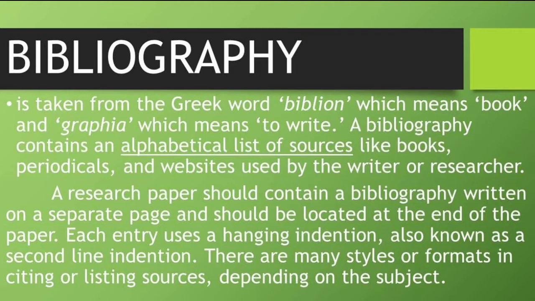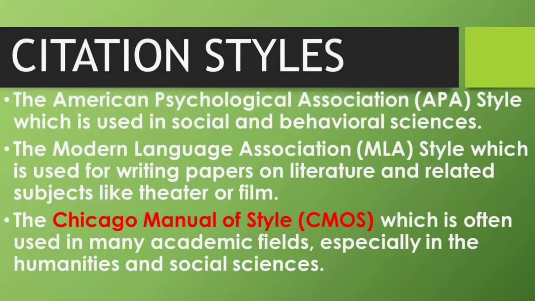And there are many styles or formats in citing or listing sources, depending on the subject. And we have here, next, the citation styles. First is the American Psychological Association or the APA style, which is used in social and behavioral sciences. Next is the Modern Language Association or the MLA style, which is used for writing papers on literature and related subjects like theater or film.